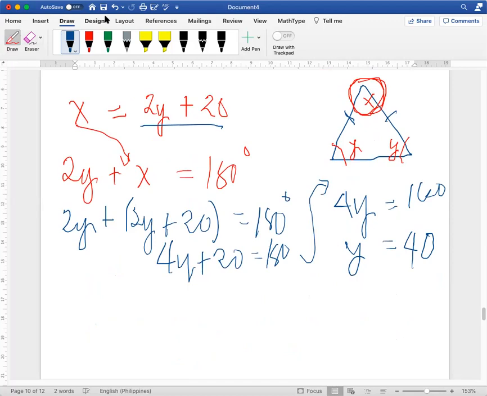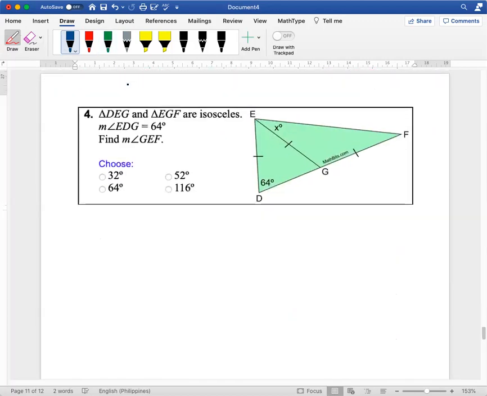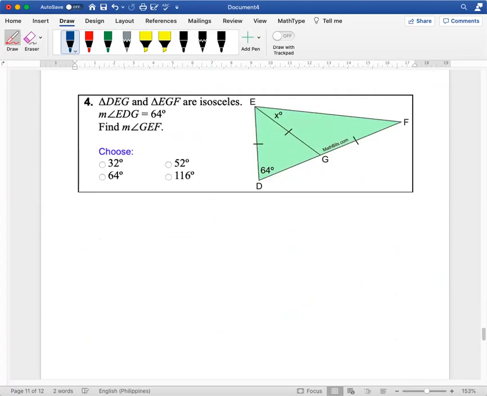Let's continue with item number 4. In item number 4, it says triangle DEG and triangle EGF are isosceles, and the figure has been labeled where the sides are congruent. The measure of angle EDG is 64 degrees. Find the measure of GEF. So we're looking for x here.